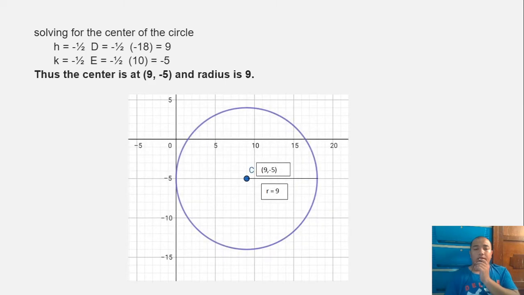And this is now the graph. You can see the center is at 9, negative 5, while the radius is 9. Right? Okay. This is 9, negative 5, radius is 9, okay? So using your compass, draw a circle in the Cartesian plane, center 9, negative 5 with radius 9.